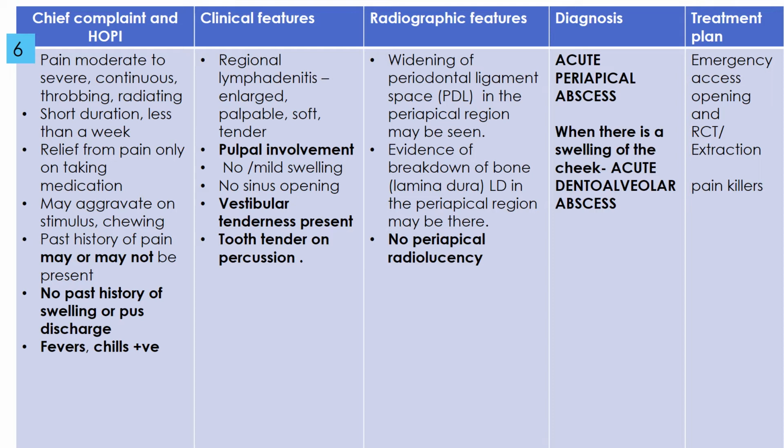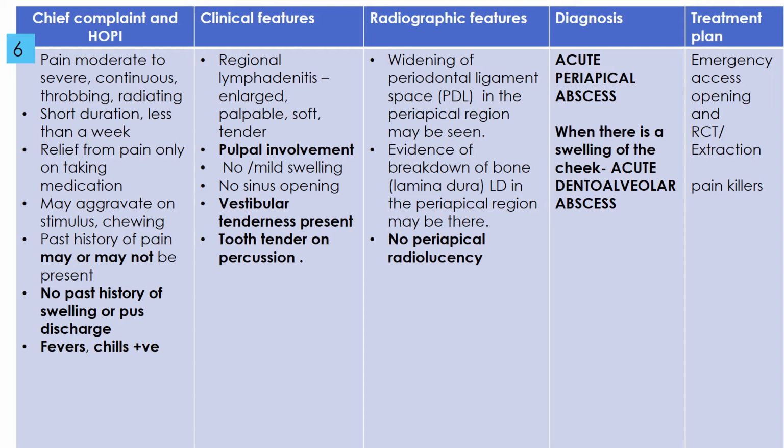So that's when you call it an acute abscess, because this is the first time that the patient is experiencing the abscess. Generally, the patient might also have systemic symptoms of fever, chills, and may complain to you that he doesn't feel very well. On clinical features, there could be regional lymph nodes enlarged, which could be palpable and soft and tender.